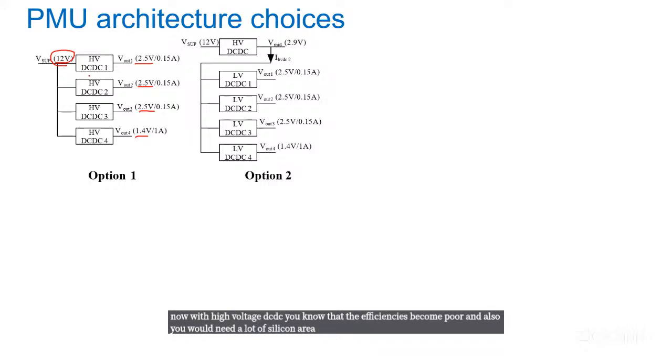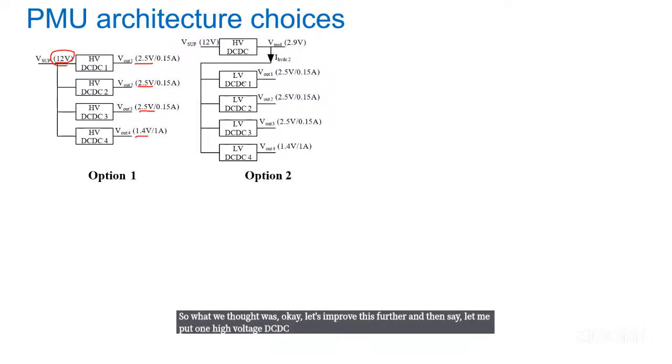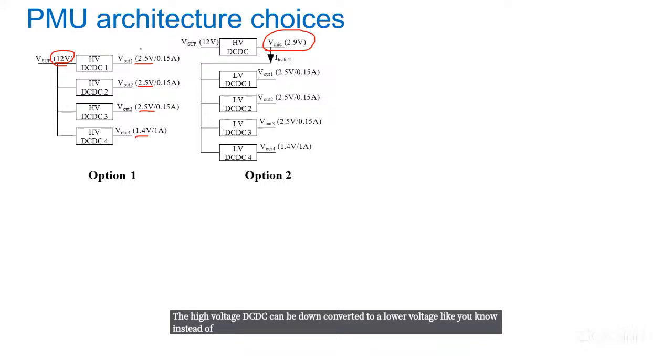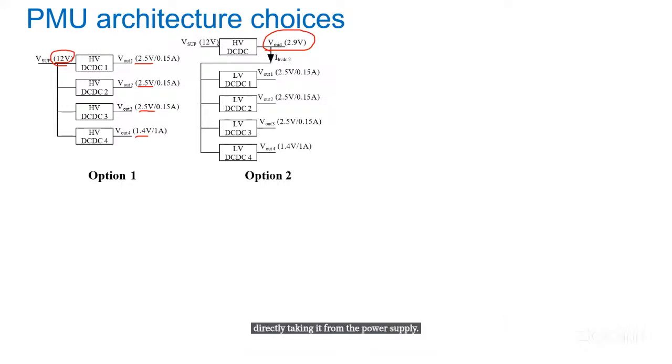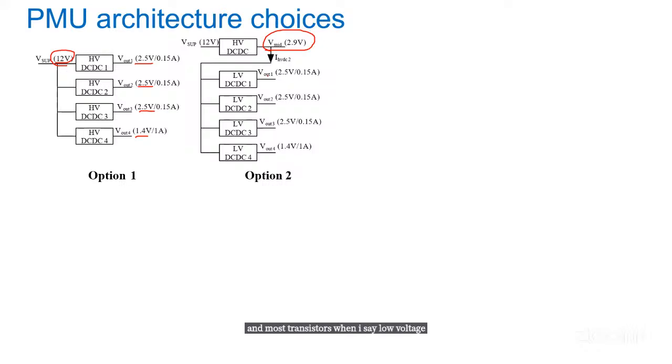So what we thought was, okay, let's improve this further and put one high voltage DC-DC, but then have multiple low voltage DC-DC converters. Why? The high voltage DC-DC can be down converted to a lower voltage, instead of directly taking it from the power supply. You can put one high voltage DC-DC down converting it to about 3 volt. Now from this 3 volt, you can generate all the required voltages. And here you can use low voltage NMOS transistors. When I say low voltage, 3.3 or 5 volt transistors, which have much better efficiency. So this could be one easier way to improve.